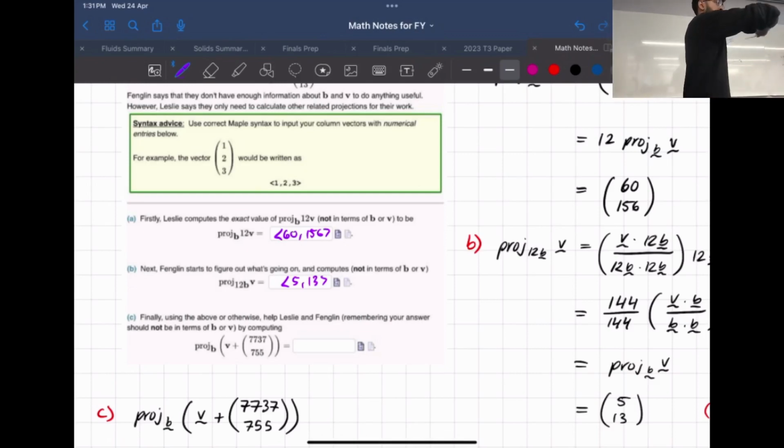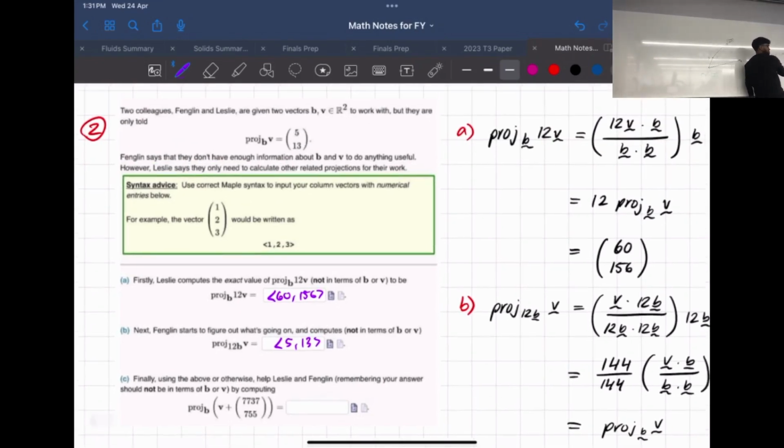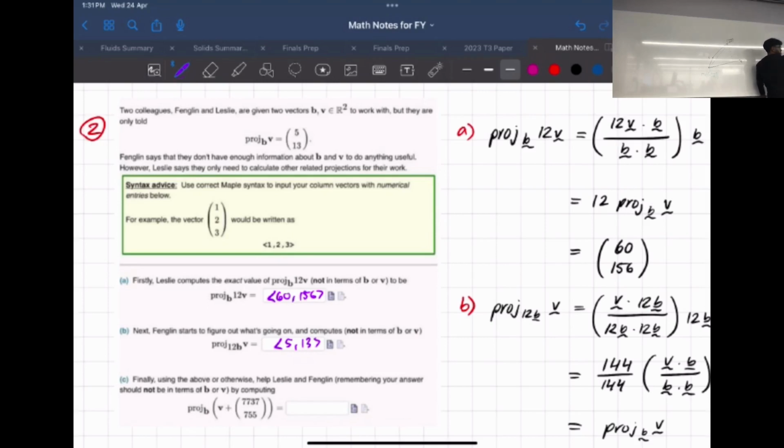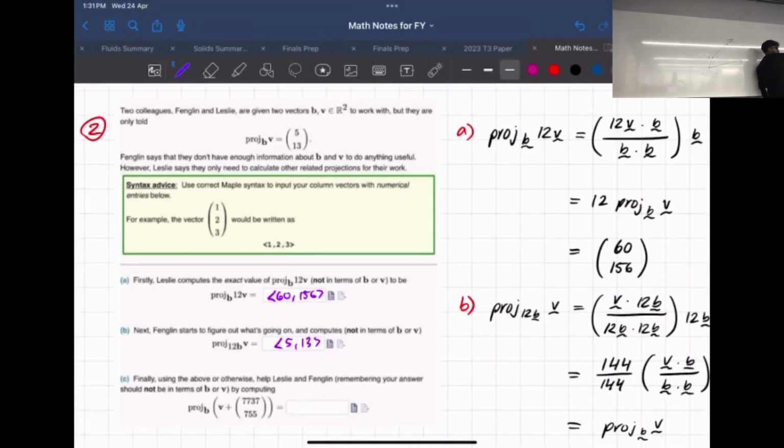One way you could do it is you could chuck it into the formula. If you chuck it into the formula, we get something in the middle. We get the projection of V onto B plus the projection of 7737, 755 onto B. We already know what this is. What is it? 513, yeah. Vector 513. When we try to do this, we don't know what our vector B is. So we can't just chuck it into the formula again. We're going to have to use this diagram over here. So we've calculated the first part. This is the vector 513.